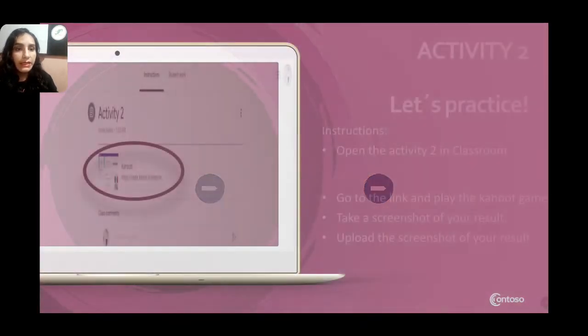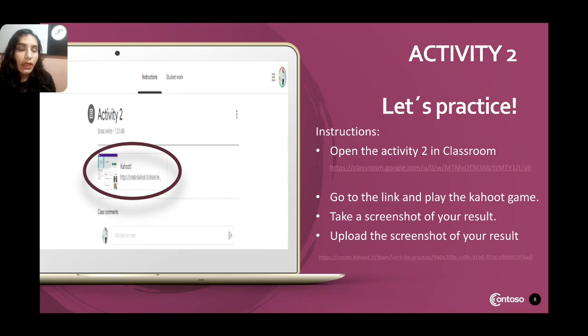Now it's time to practice. On this practice, we're gonna open the activity number 2 in Google Classroom. We gotta go to the link and play a Kahoot game. We have to take a screenshot of the result and upload the screenshot of my result. So I'm gonna show you how to do it.